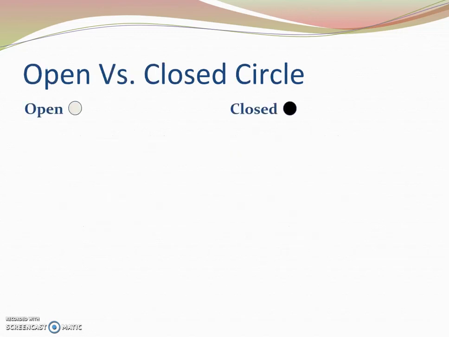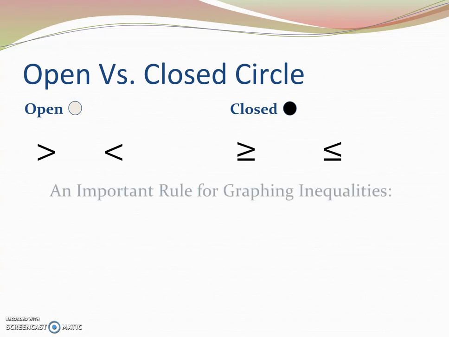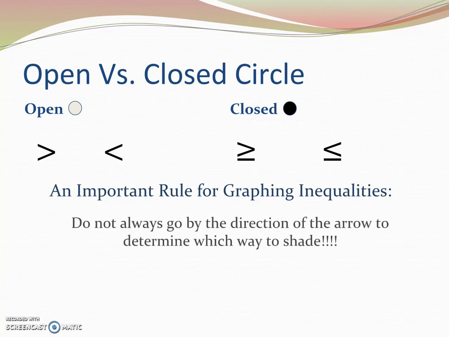So, you could have an open circle or a closed circle. Open circles occur with greater than and less than. Closed circles occur with greater than or equal to and less than or equal to. An important rule to remember when graphing inequalities is that you do not always go by the direction of the arrow to determine which way to shade.